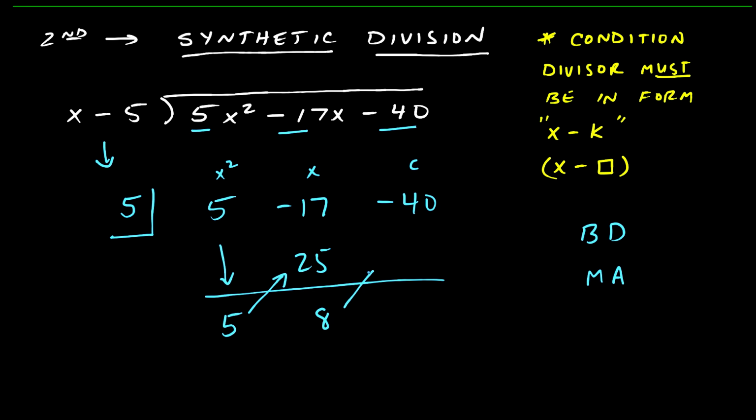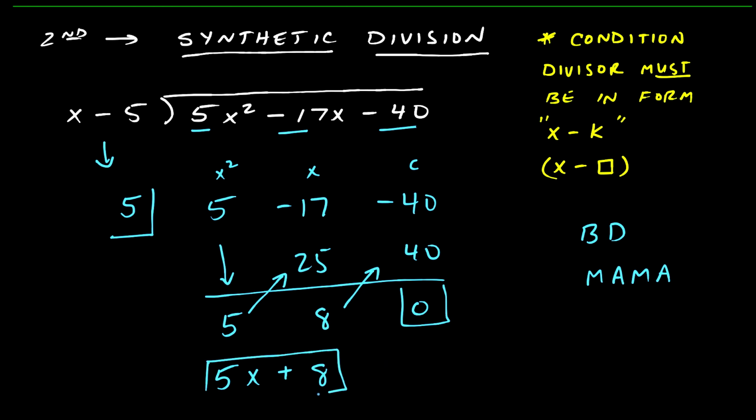And then we repeated the same steps. We multiply by that 5, so we get 40. And then we add, we get 0. So what we're left with is a 5 and an 8, and that x squared reduces to an x. It's always going to be 1 degree less. So our answer is going to be 5x plus, it was x, so now there's no variable here, so we're just left with 5x plus 8 with no remainder. So again, we see that 5x plus 8 is our quotient.